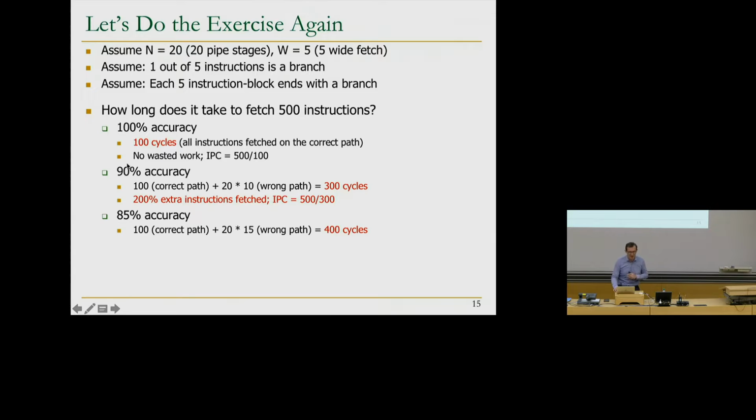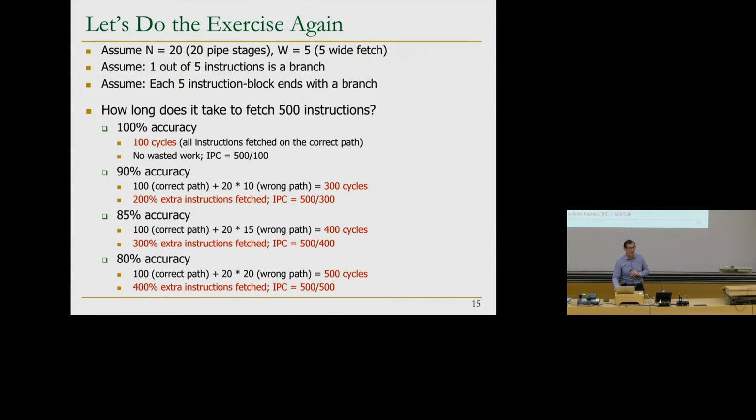Okay, if you're unlucky, you're 85% accurate. Now your IPC is 1.25. If you're 80% accurate, which is still not bad accuracy, your IPC is only 1. So with a 20% misprediction rate, you go from 5 IPC to 1 IPC. Essentially, you lost 400% performance, or 5x performance, depending on how you calculate it. And you also increase your energy. That's why it's not good enough.